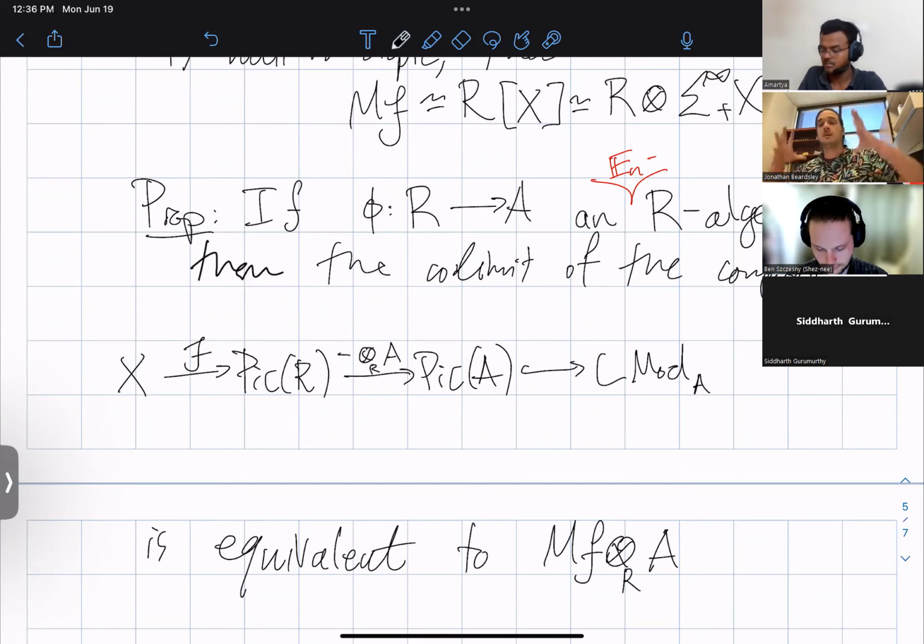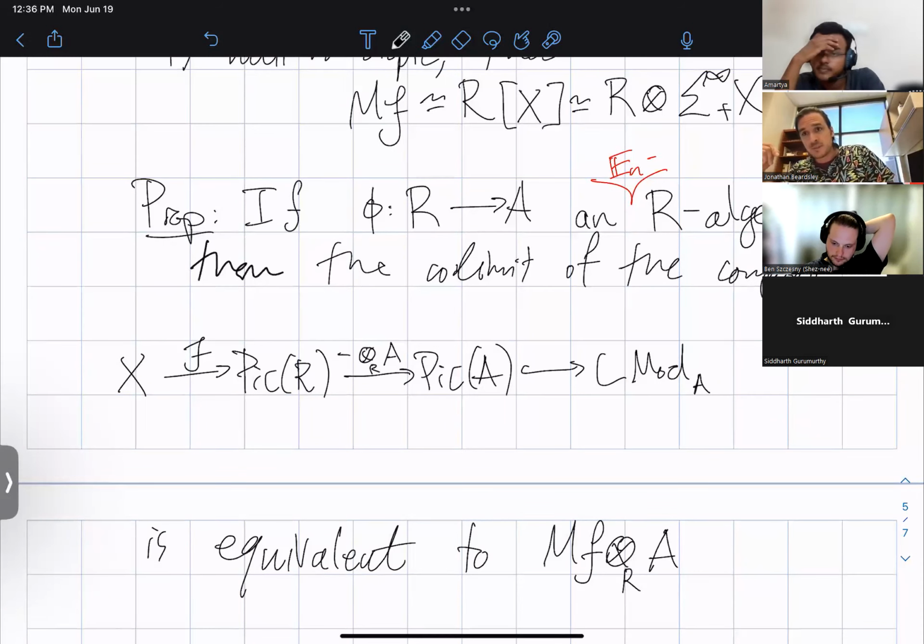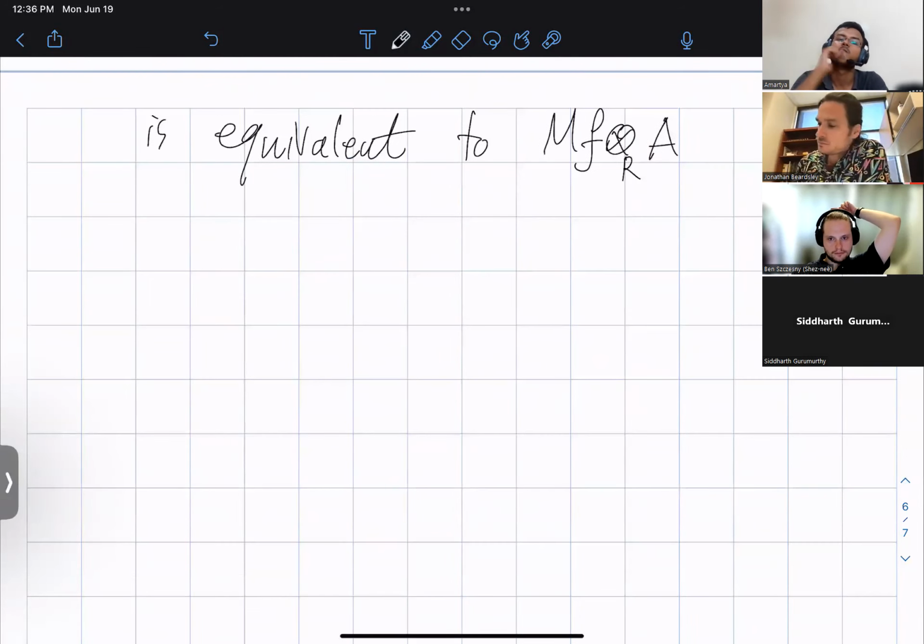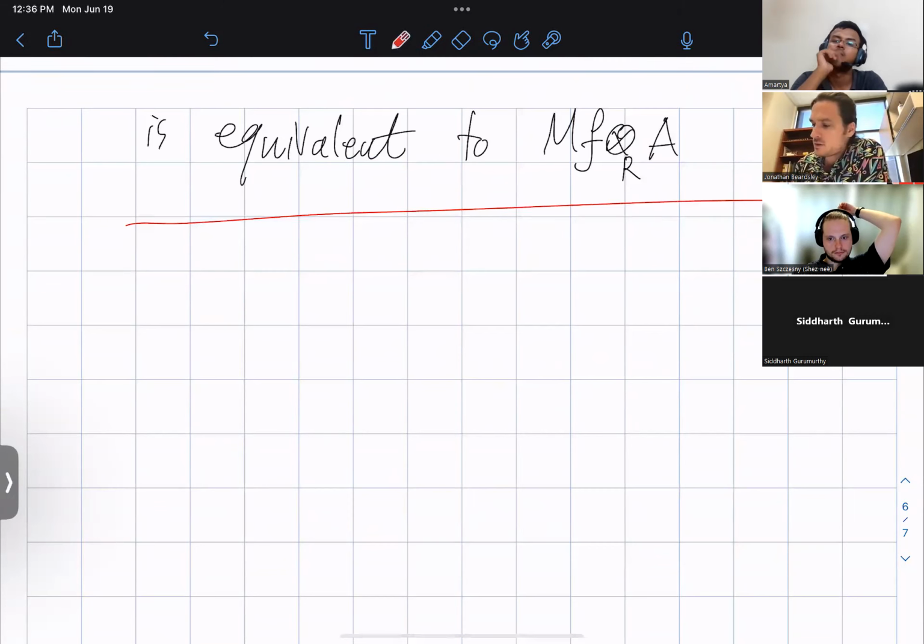You're just taking your diagram, your X-shaped diagram. It's got an R at every vertex, and then you're tensoring every vertex with A over R, which just gives you an A-shaped diagram, and then you're taking the colimit of that. So those are two useful facts that'll come up again later.